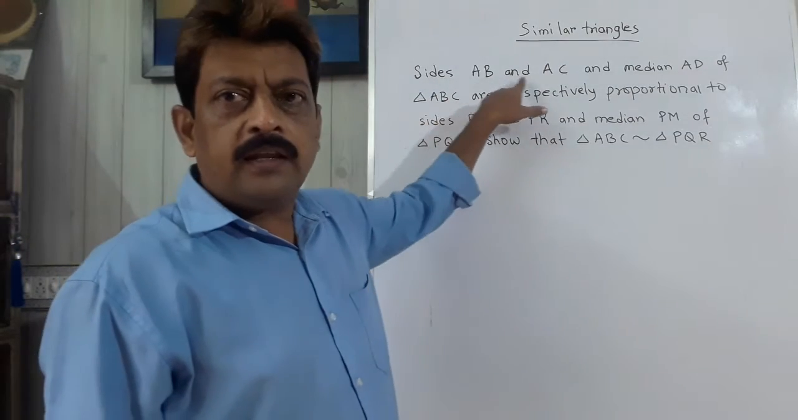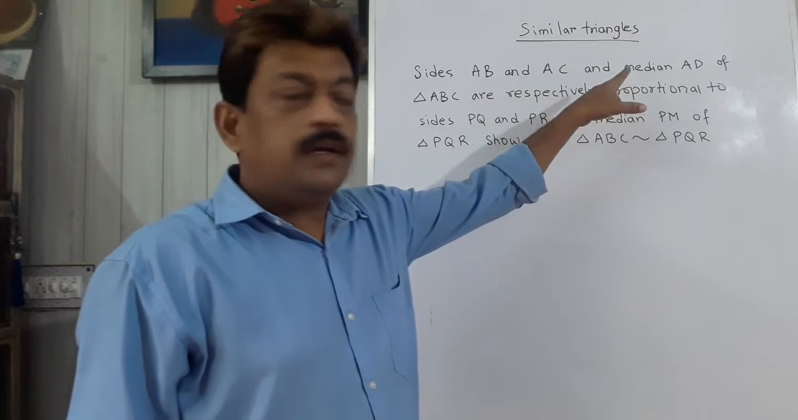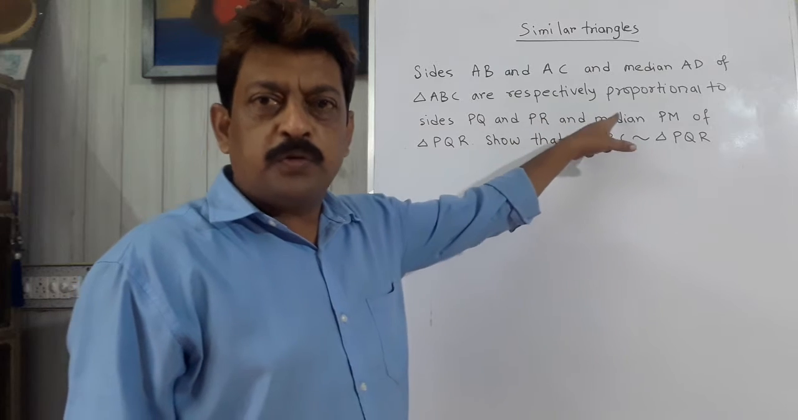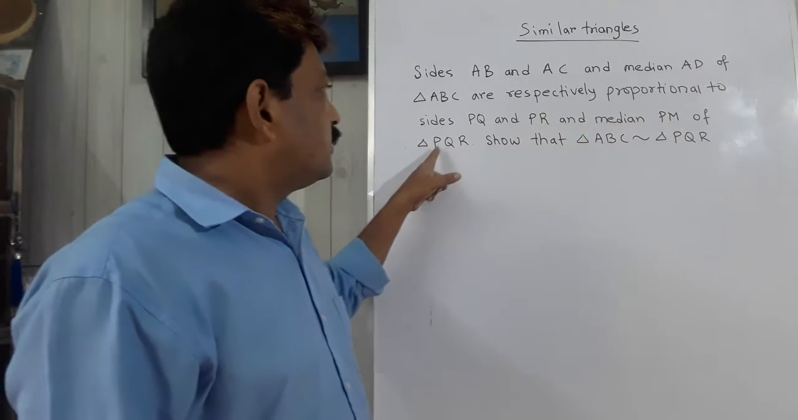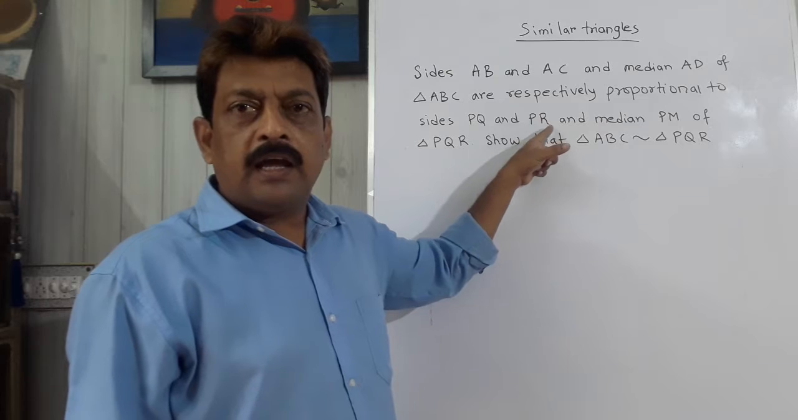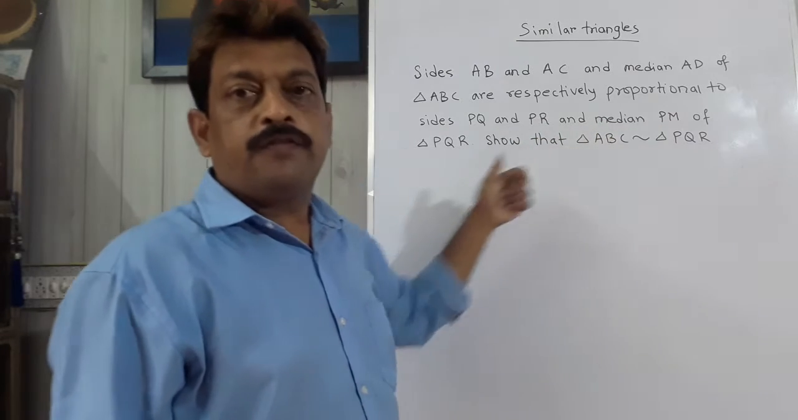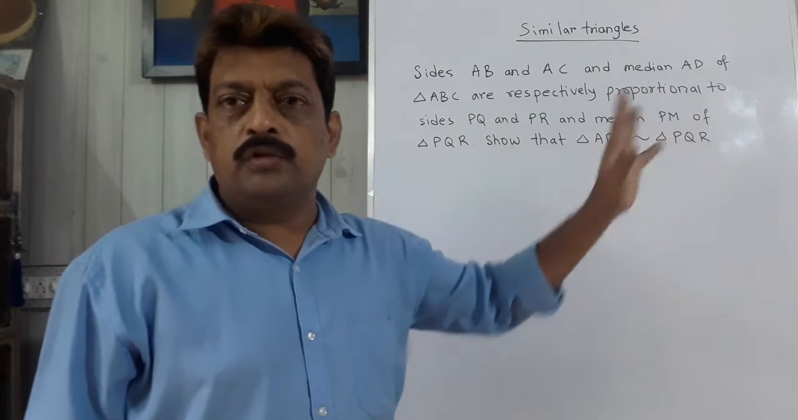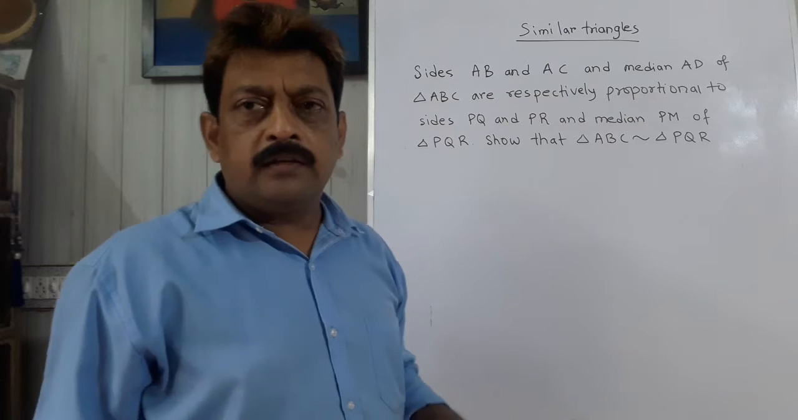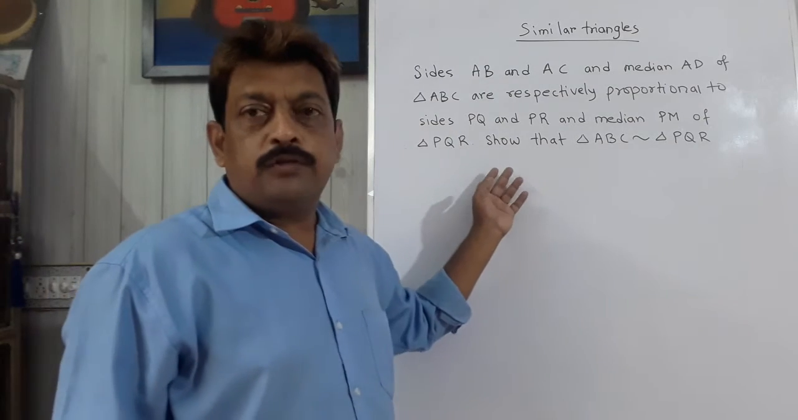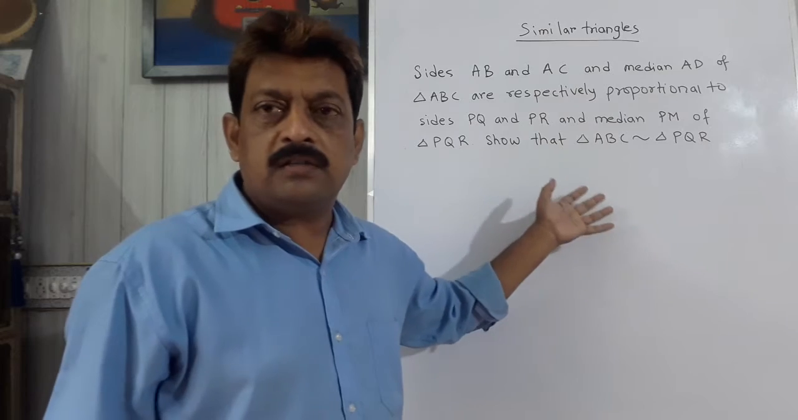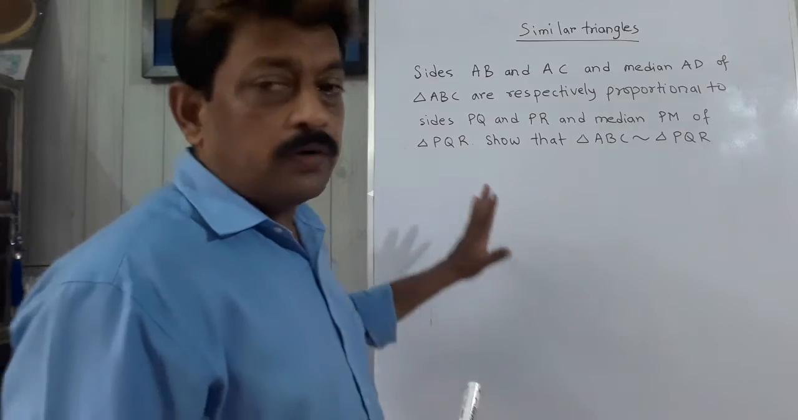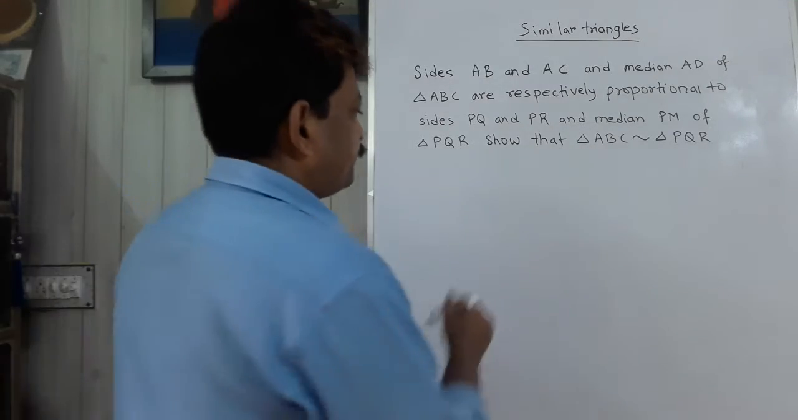Sides AB and AC and median AD of triangle ABC are respectively proportional to sides PQ and PR and median PM of triangle PQR. Two sides, that is AB and AC, are proportional to PQ and PR, and their medians are also proportional. What we have to show? We have to show that these two triangles, that is ABC and PQR, are similar. So first let me draw one diagram to show what we have to do.